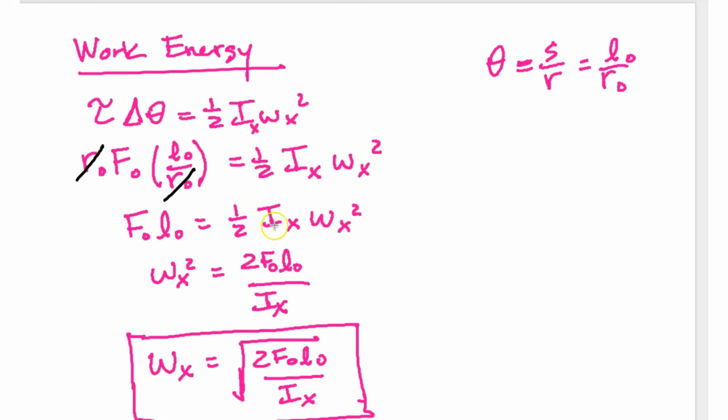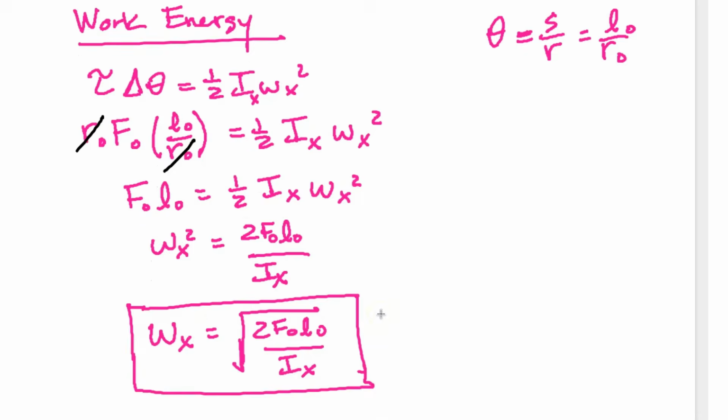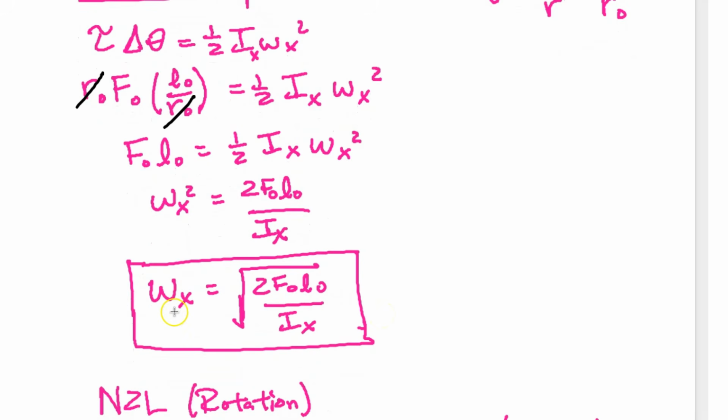Isolating omega X squared, we get omega X squared is equal to 2 F0 L0 over Ix, and then square rooting both sides, we get omega X is equal to the square root of 2 F0 L0 divided by Ix.